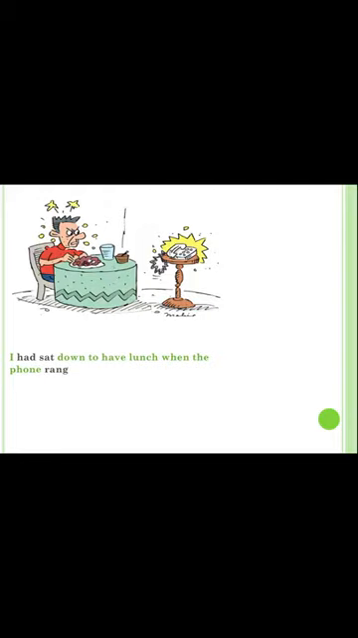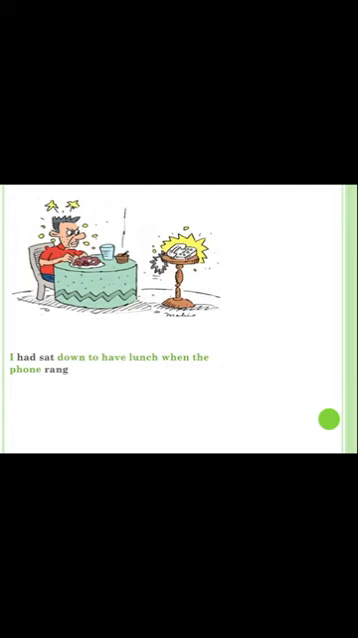Look at the third example. I had sat down to have lunch when the phone rang. يعني I already sat down, then the phone rang. Okay, so two actions, one of them happened before the other. We use the past perfect to express the first action, and we use the simple past to express the second action or the following action. So I had sat down is the first verb اللي هو past perfect, the phone rang اللي هو simple past, the second action.